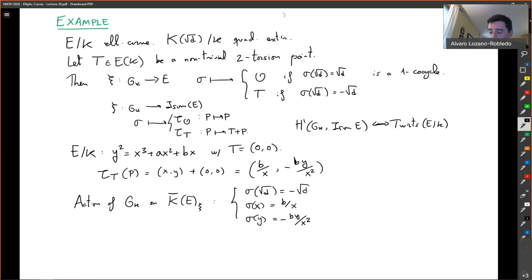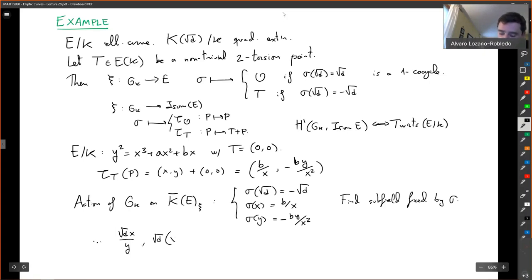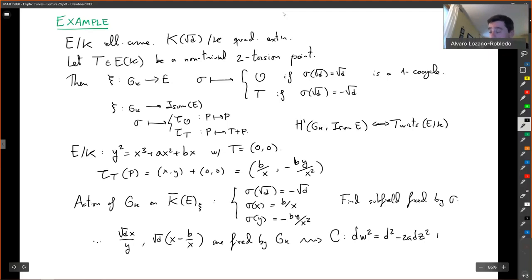Great. So now what I need is to find the subfield fixed by sigma, or in other words, find functions that are actually fixed by this action of Galois. And it turns out, you stare at this long enough, that the functions square root of d over x, over y, and the function square root of d times (x minus b over x) are fixed by Galois. And they satisfy the following equation. C is d w squared equals d squared minus 2ad z squared plus (a squared minus 4b) z to the fourth. Okay. All right. So that is the homogeneous space that actually corresponds to that action, to that cocycle.